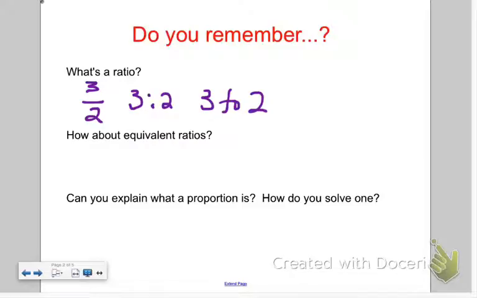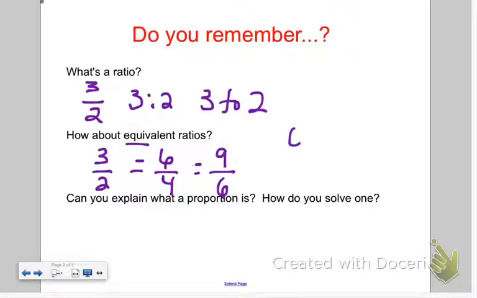Now, what if you have equivalent ratios? Equivalent ratios are ratios that are equal to each other. So I've got 3 over 2 as my first ratio. Well, another ratio that's equivalent to that one is 6 over 4, or maybe 9 over 6. All of these ratios are equal to each other.